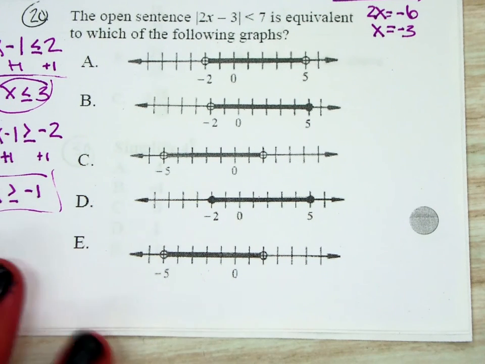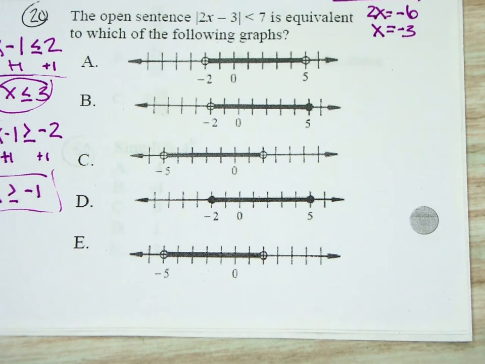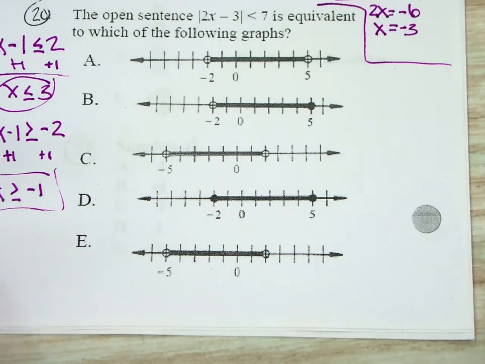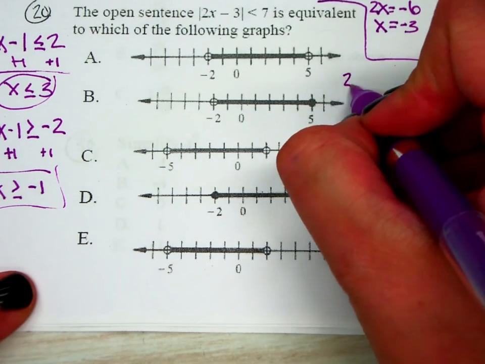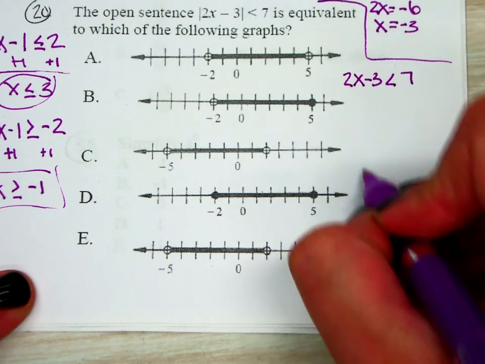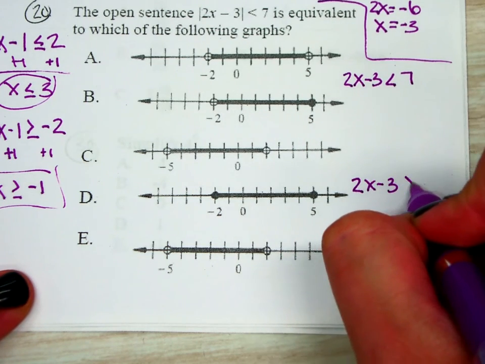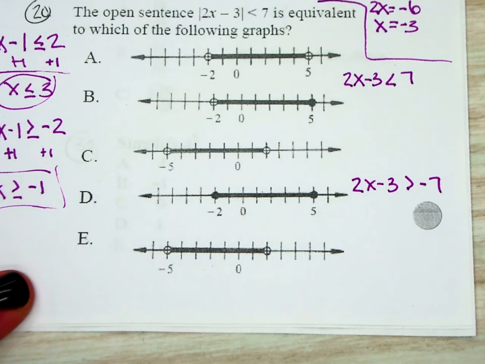Okay, number 20. In the open sentence, absolute value of 2x minus 3 is less than 7, what is equivalent to that graph? So I'm going to solve it. Again, these take up a little bit of time, but as you practice, you'll get a lot faster at solving these. So I'm going to go ahead and break it up. I have 2x minus 3 is less than 7, and then 2x minus 3 is greater than negative 7. I would recommend, even if you don't have space, to write both of them. Write both equations first. That way you won't forget one.